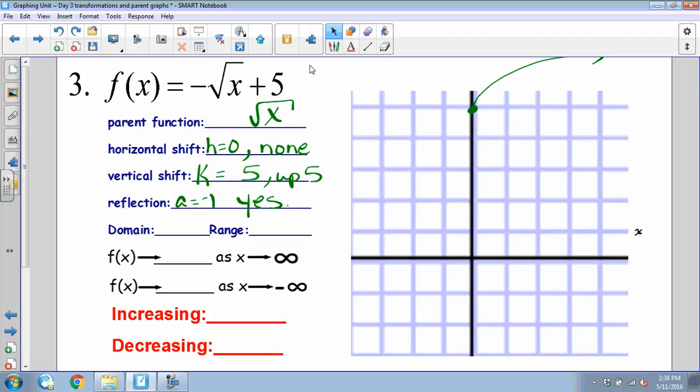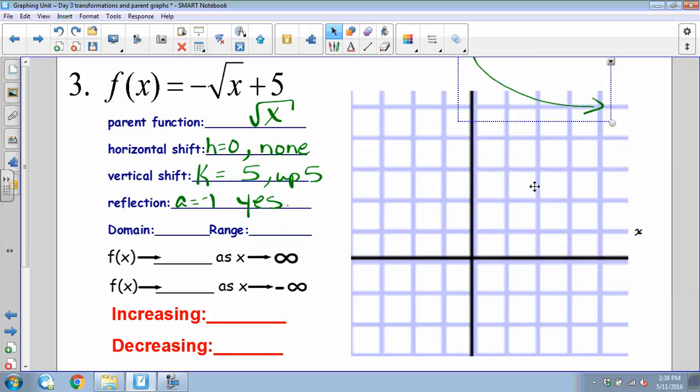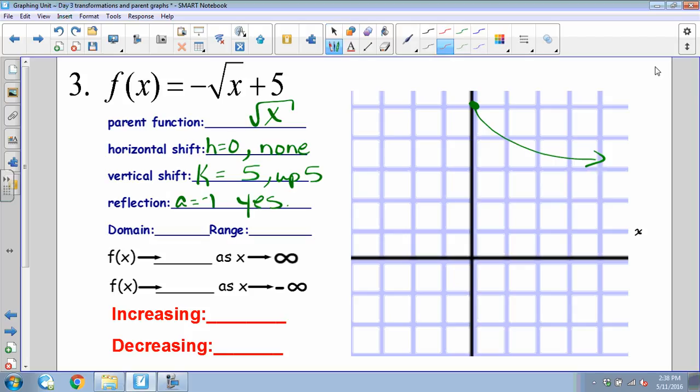But now I need to reflect it, which means I have to flip it over. So this is what it looks like now. Okay, so that's my new graph. It's still at 1, 2, 3, 4, 5, and your calculator can graph this. But instead of going up like it normally would, it's reflected, so it goes down.